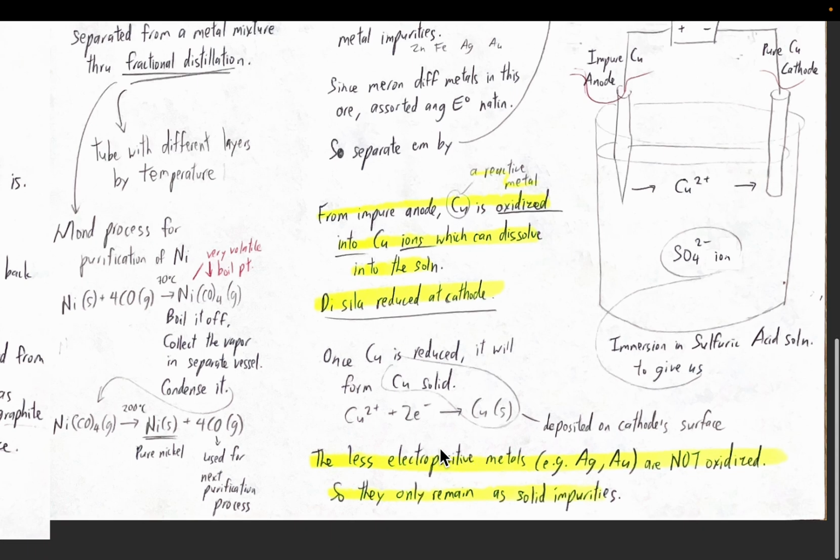So the less electropositive metals are not oxidized, so basically they only remain as solid impurities. What we're only talking about here, what applies, are the more electropositive metals, to which silver and gold aren't one of them.